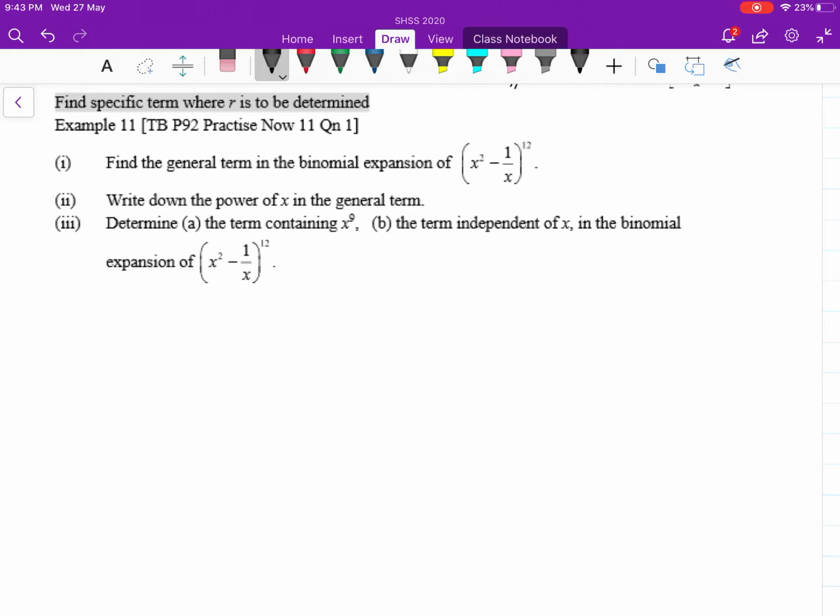Hello, Sec 3A Maths. Today I'm going to teach you Worked Example 11, finding the general term of the binomial expansion. The general term is basically any term in the binomial expansion.